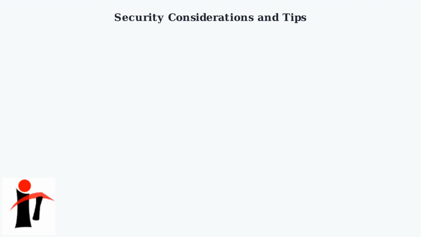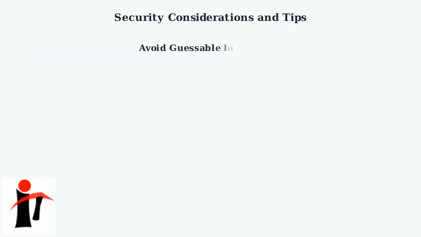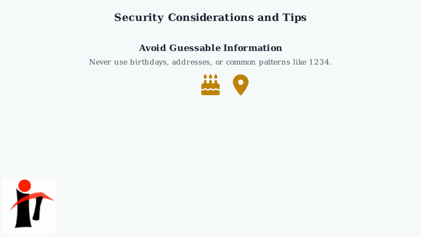When you disable Face ID, it's crucial to maintain strong alternative security measures. A weak PIN or password can leave your account vulnerable to unauthorized access. Your PIN or password becomes the primary way to secure your Wells Fargo account. Make sure it's strong and unique. Avoid easily guessable information such as birthdays, addresses, or simple sequences. These can be guessed or obtained through social engineering.